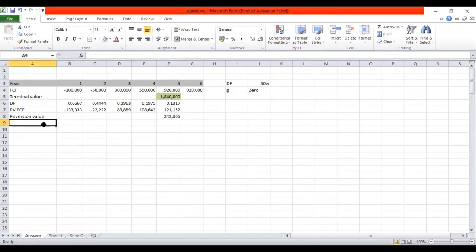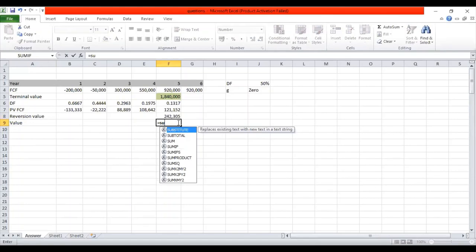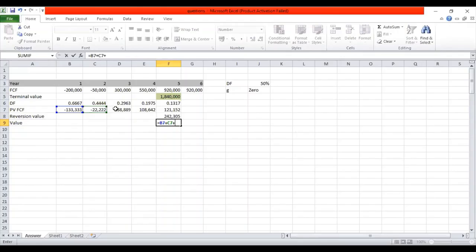Then you can get the summation to calculate the value of the firm, the value of the venture, which is equal to 104,432. Now can you quickly attempt the second part of the question?